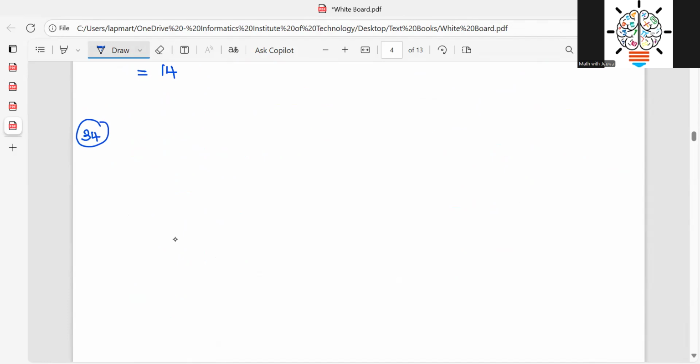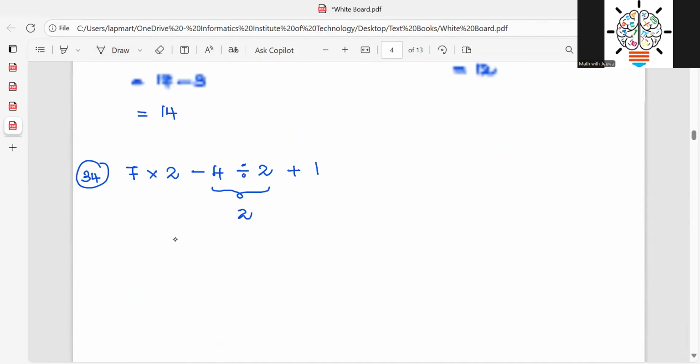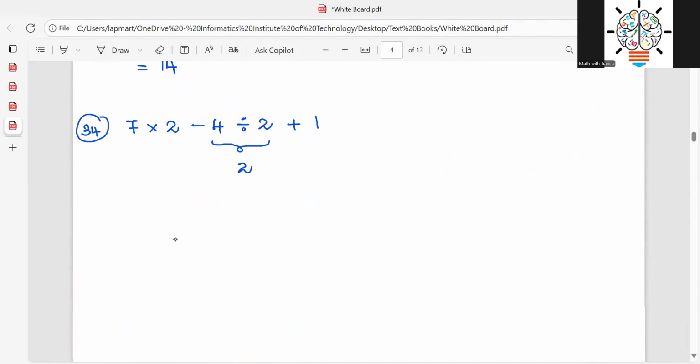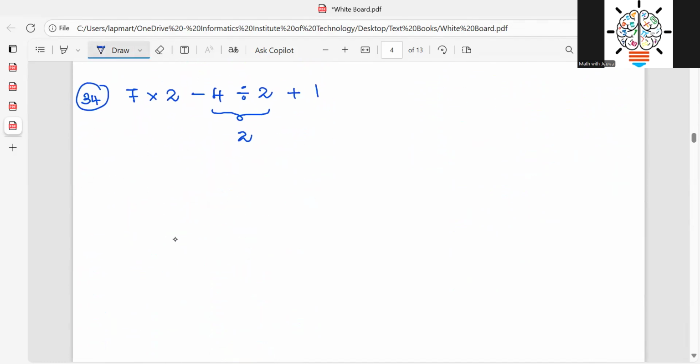Question number 34, 7 times 2 minus 4 divided by 2 plus 1. First, I want to do the division. This is 2. Then, oh my goodness, we did it, right? 7 times 2, another question. So then the 7 times 2, it is 14. Then I rewrite this, 14 minus 2 plus 1.